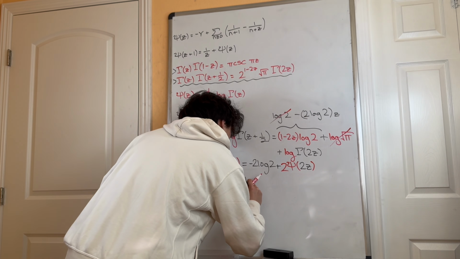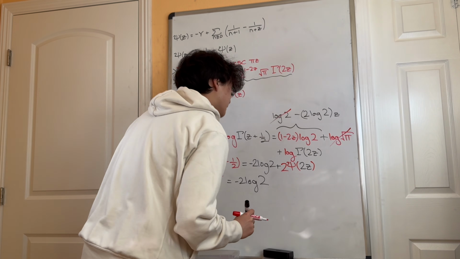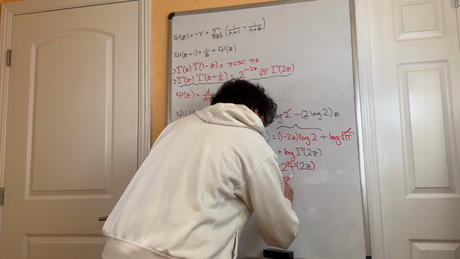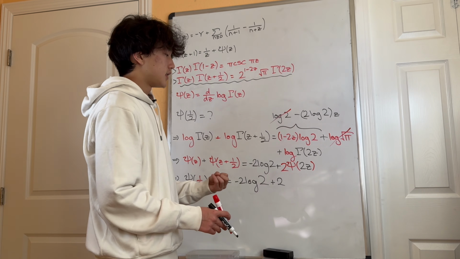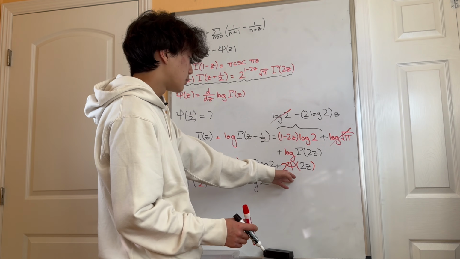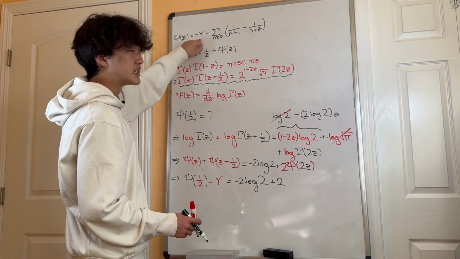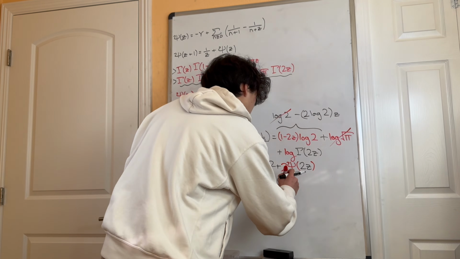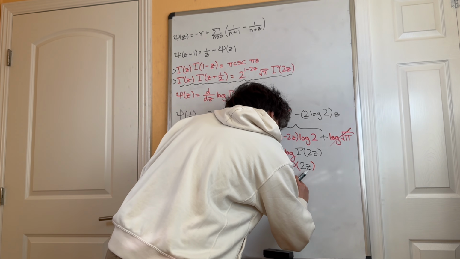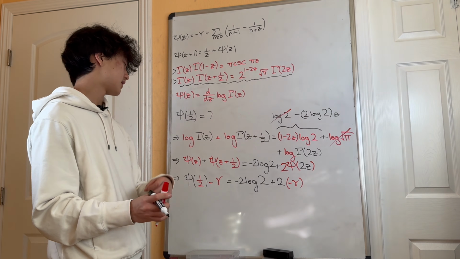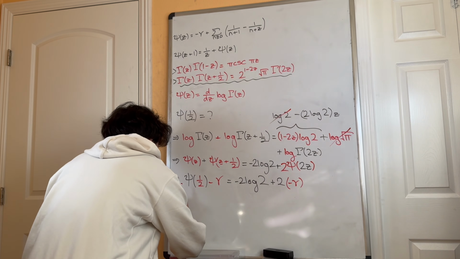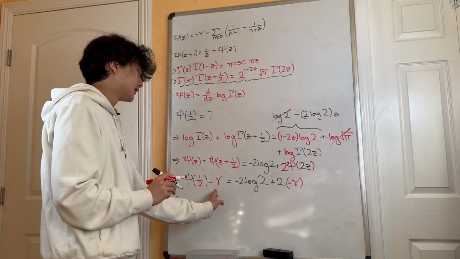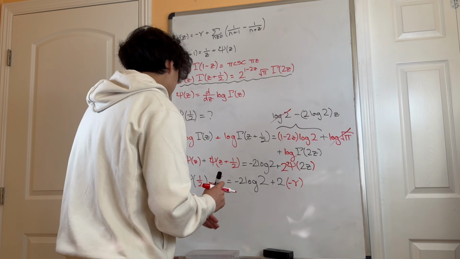we have negative 2 log 2, and then we have this 2 times the digamma of 2 times 1/2. 2 times 1/2 is just 1. Digamma of 1, as we saw earlier, is just negative Euler-Mascheroni constant. So this is going to be just the negative Euler-Mascheroni constant. So all we have to do now is isolate this. Okay, so to do that, we can add this Euler-Mascheroni constant on both sides.